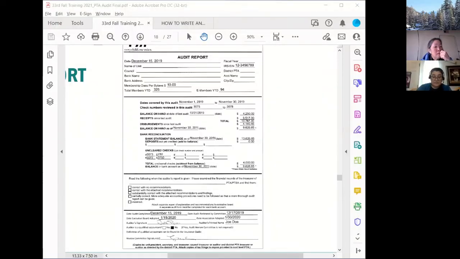Tammy, can you go to slide 18? So this is the audit report. Take a look at it closely, either on the screen or on your PowerPoint. Do you have any questions about any of the fields that are on there? Now's a good chance to ask our district auditor any questions instead of at the last minute.